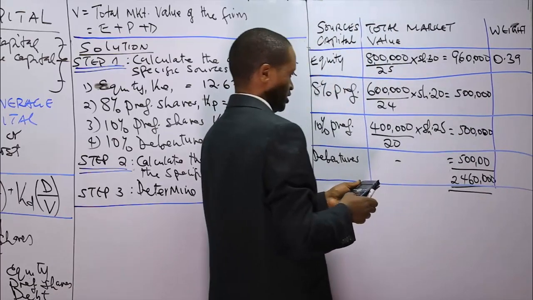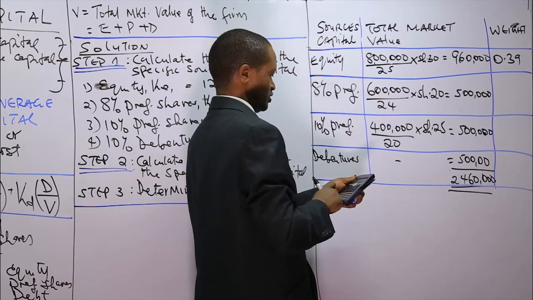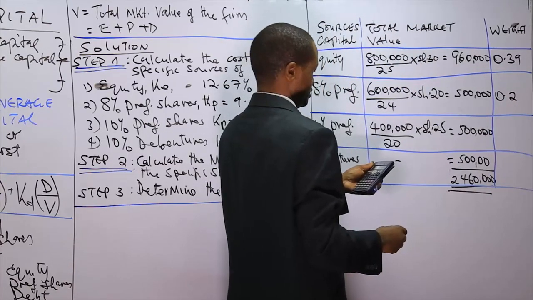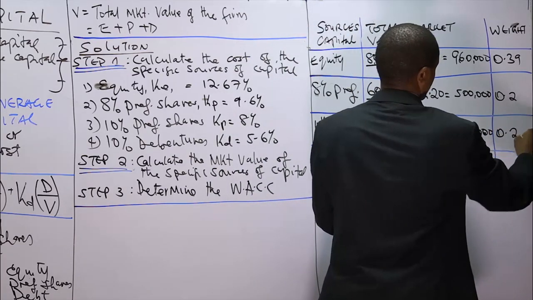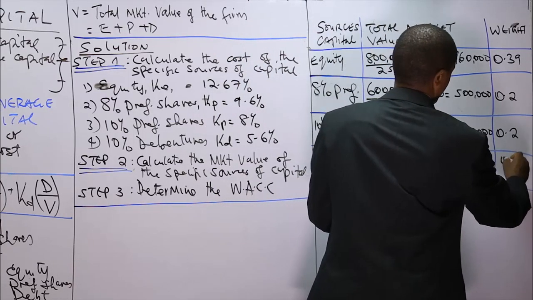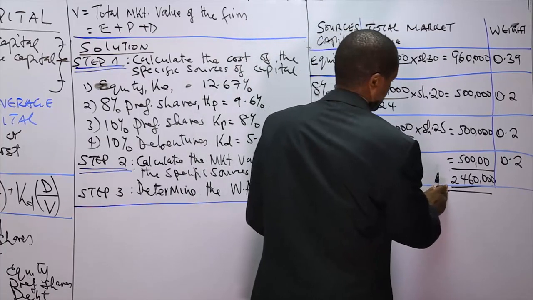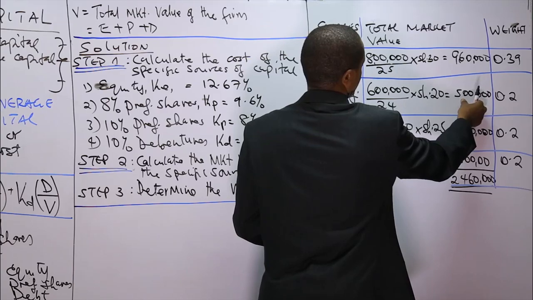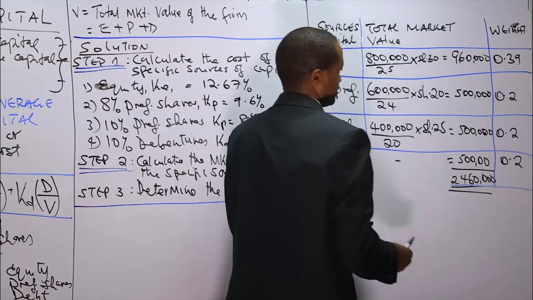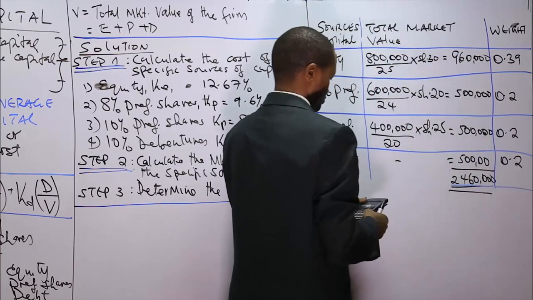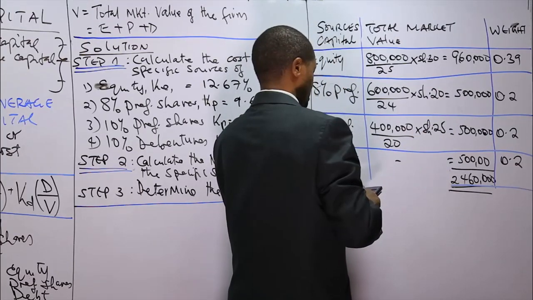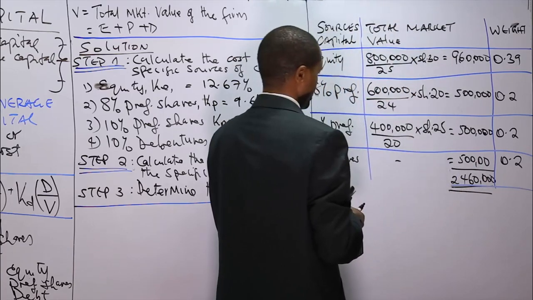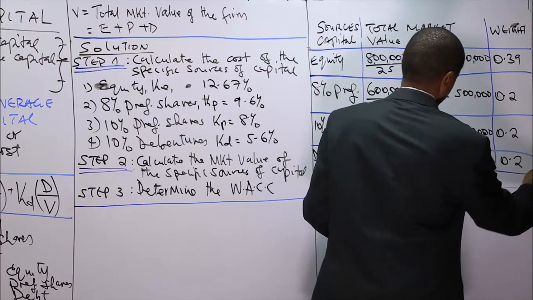So the weight here is 0.39. The second one, the weight, 500 divided by 2460, will be equal to 0.2. The same here, 0.2, and lastly 0.2. So for weights, simply take the market value for every component and divide by the total, that gives you the weight. Here it is 500 divided by 2460, 0.2. Then the first one was 960 divided by 2460, which is 0.39. So these are the weights.